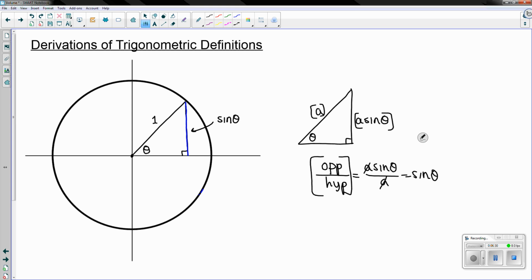So there is our first trig definition. The sine of an angle theta is equal to the length of the opposite side divided by the length of the hypotenuse. And in fact, I'm going to abbreviate this further. We'll use O over H for opposite over hypotenuse. So there is the first of the 6.